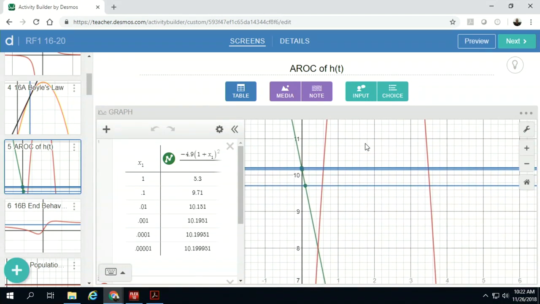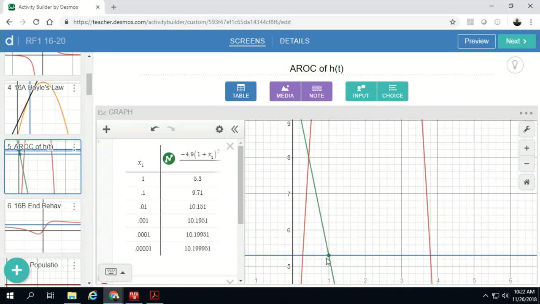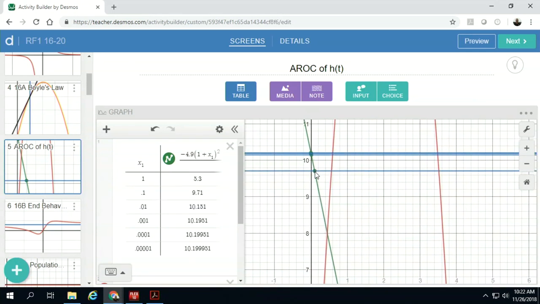So I have these points, and I graph them. If x is 1, f of x is 5.3. If x is 0.1, f of x is 9.78. 0.01, 10.15. 0.001, 10.1995, and 0.00001, 10.1995. Do I have too many zeros? Yeah, I did one extra point, didn't I?